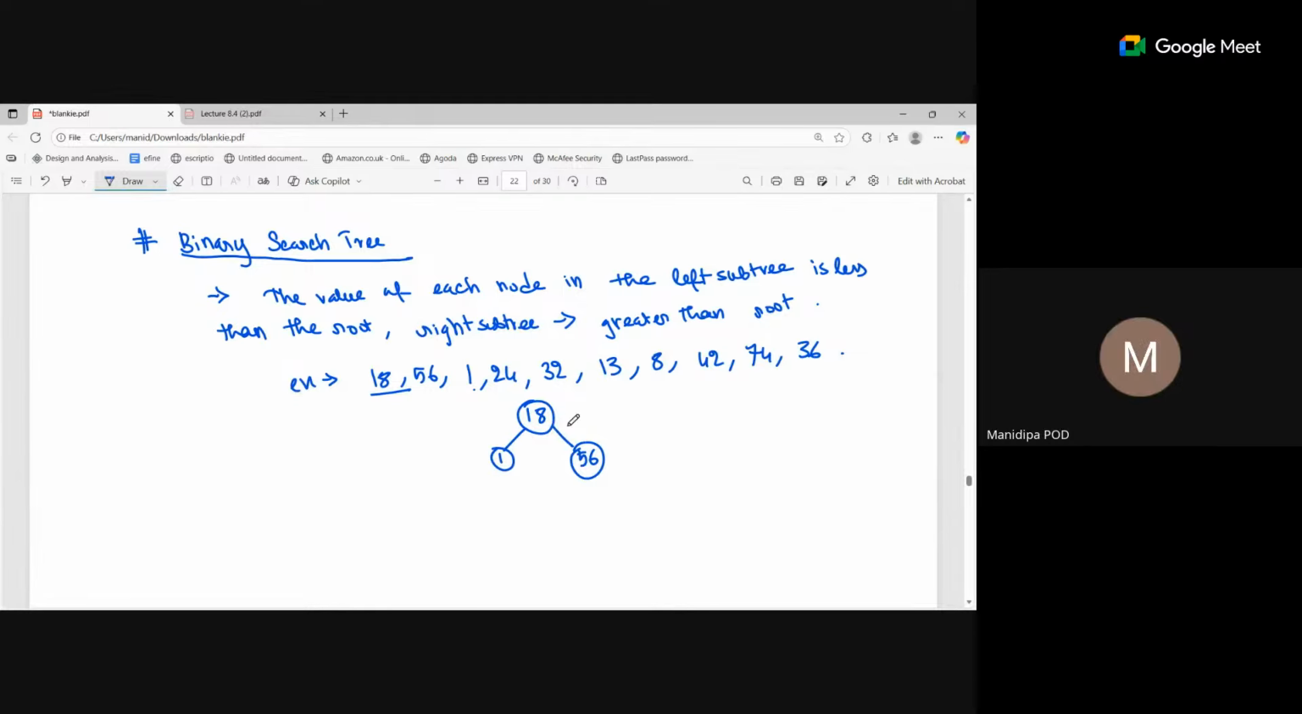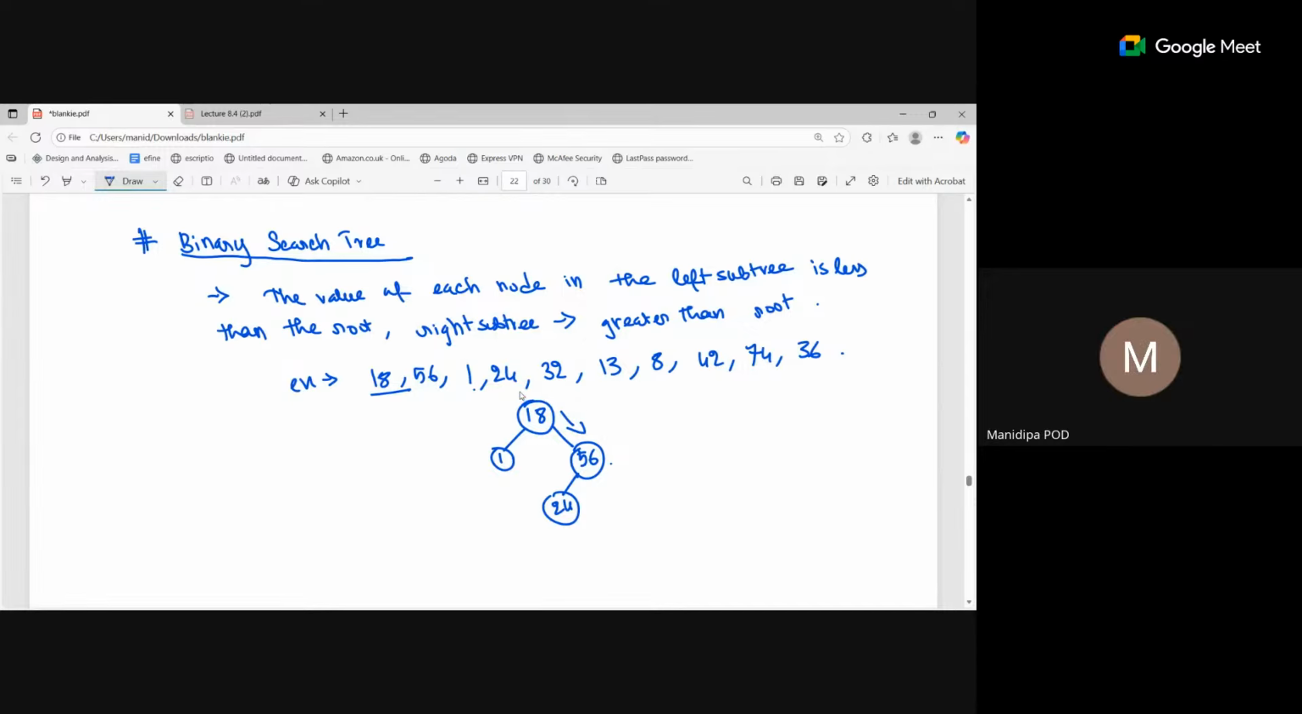18. 24 will go where? Right hand side. Right hand side of 1. 56. Left hand side of 56. See, first you will check always with the root. Start with the root. So 24 is greater than root. That means we'll go to right subtree. Right subtree next node is 56. 24 is less than 56. Go to left subtree. Yes. First right, then left.